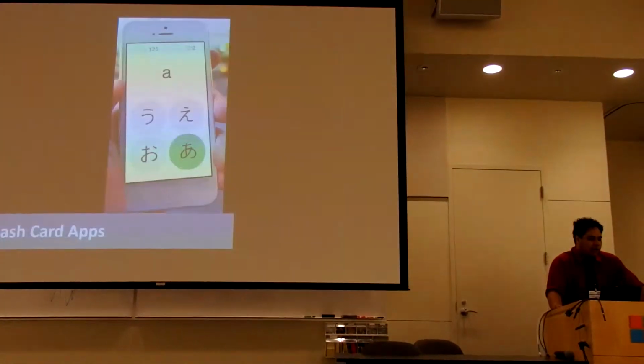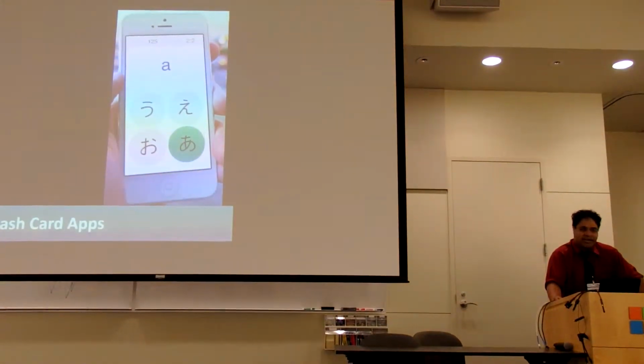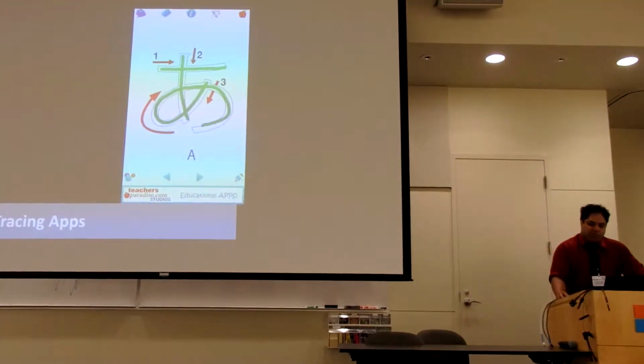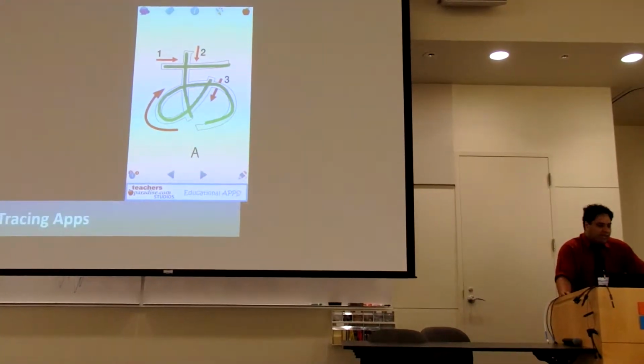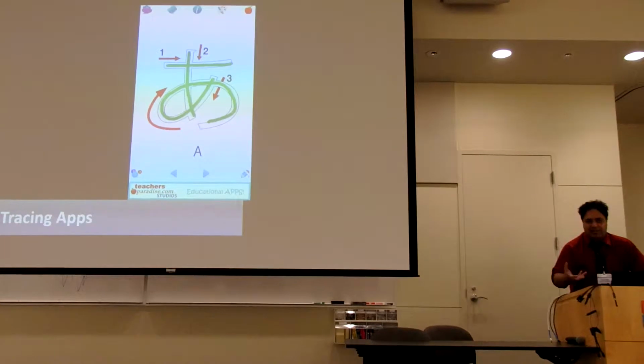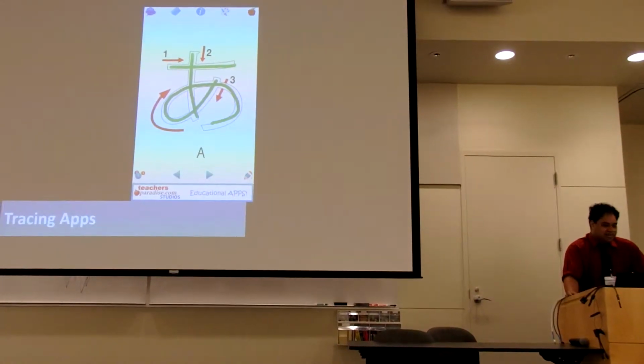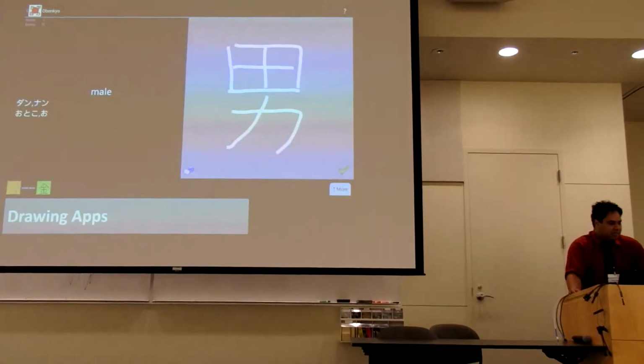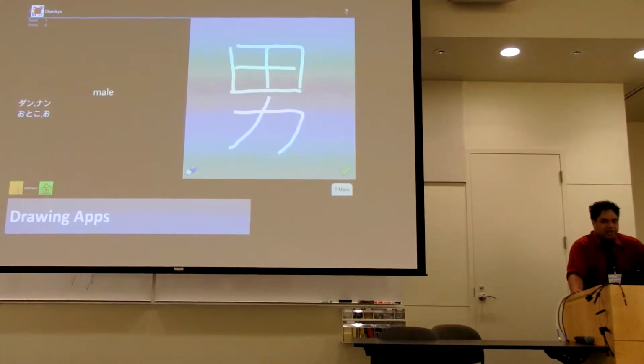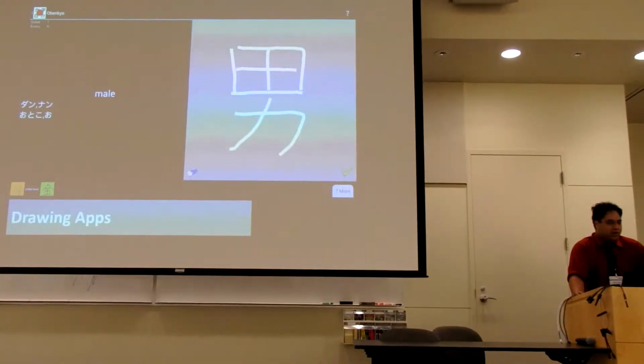So some of the prior work: we have flashcard apps, which are really great in that they use review, but unfortunately, with rote writing and trace maps, you don't get the flexibility of your writing style, so you have to make sure you follow a strict structure. Drawing apps also have it, but they don't provide feedback other than whether it's right or wrong.